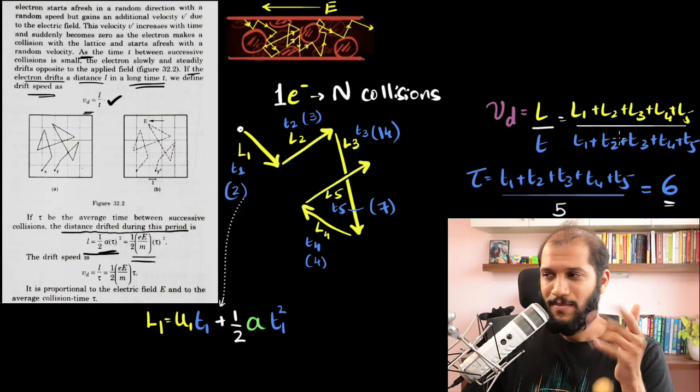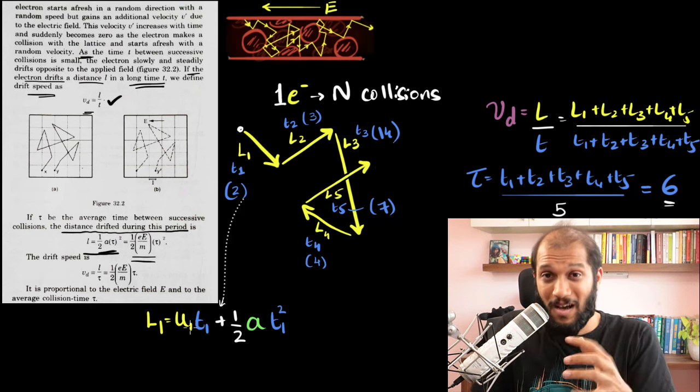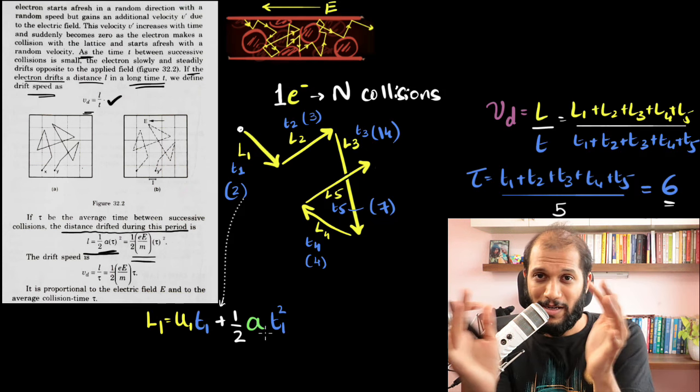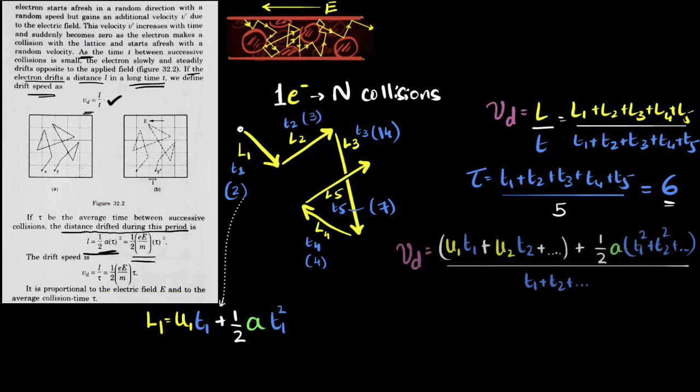Now, if I do that, what will I get? To save some space, what I'm gonna do is, if I add them, let's do it mentally. If I add all of them, I would club the ut part together, and I'll club the half a t1 square, t2 square part together. So if I do that, this is what I would get as the expression for drift velocity. You can pause and just check that everything makes sense. I've just plugged in these values. Ut represents, what exactly is ut?